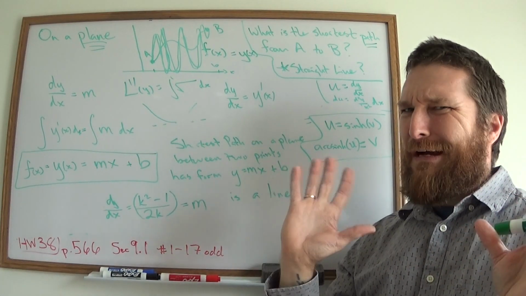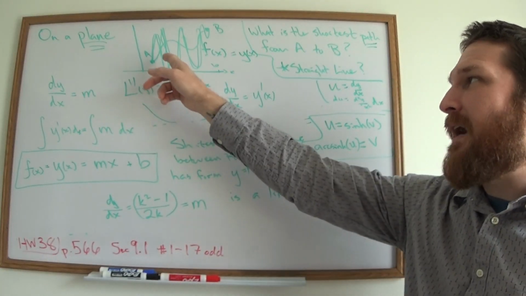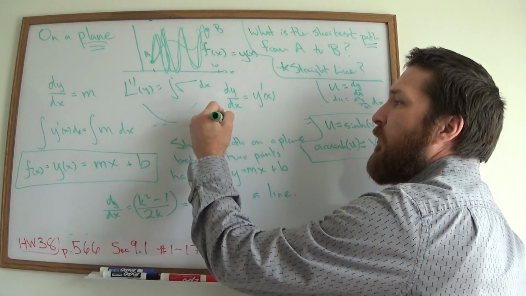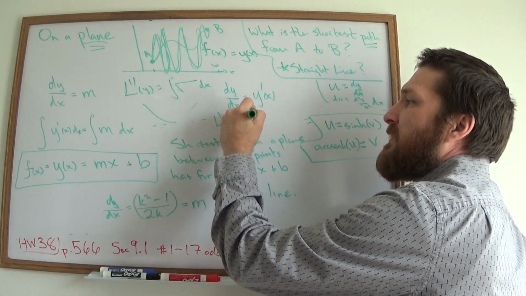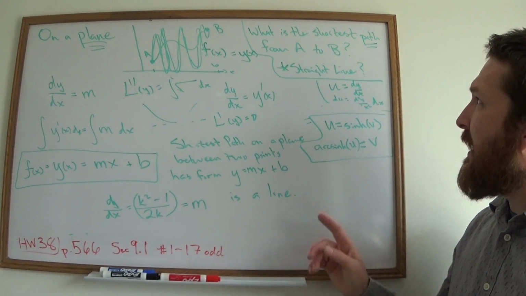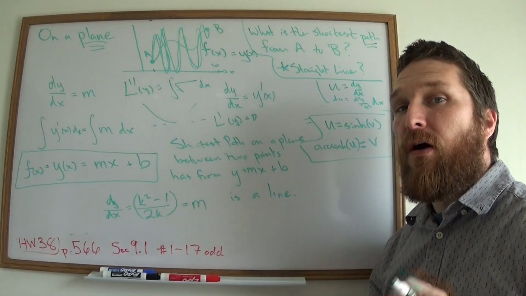But I mean, we're getting into some really deep waters if you try to do that. It's much easier to just say, obviously there's no maximum, so the extreme value that we found when we set L prime of y equal to 0 must have been a minimum. And so we could conclude, yes, the shortest path from A to B is indeed a straight line on the plane.